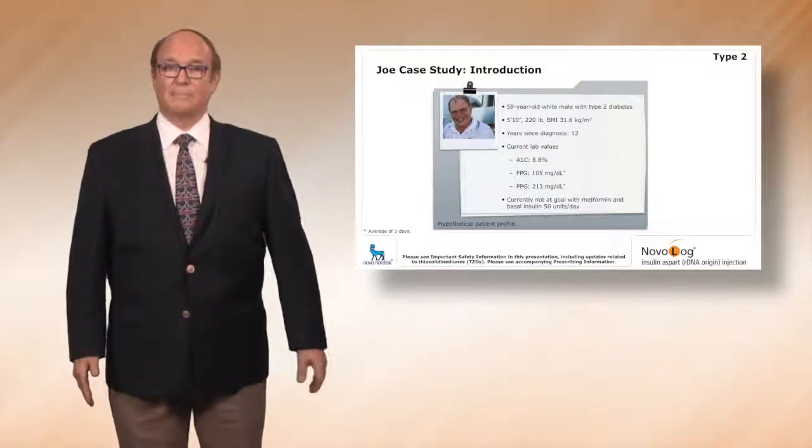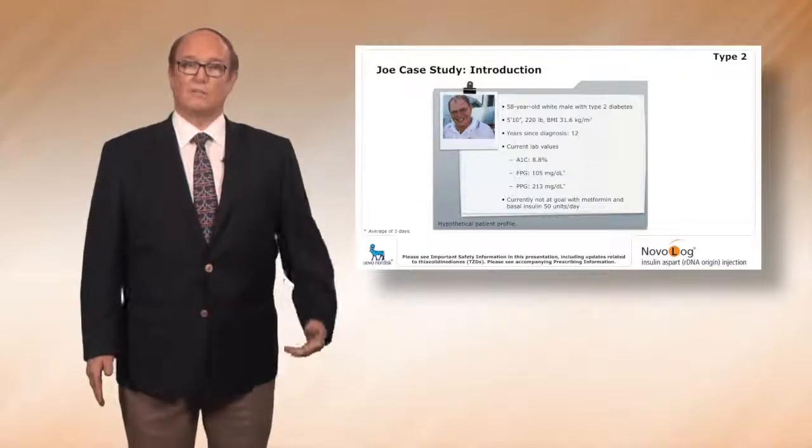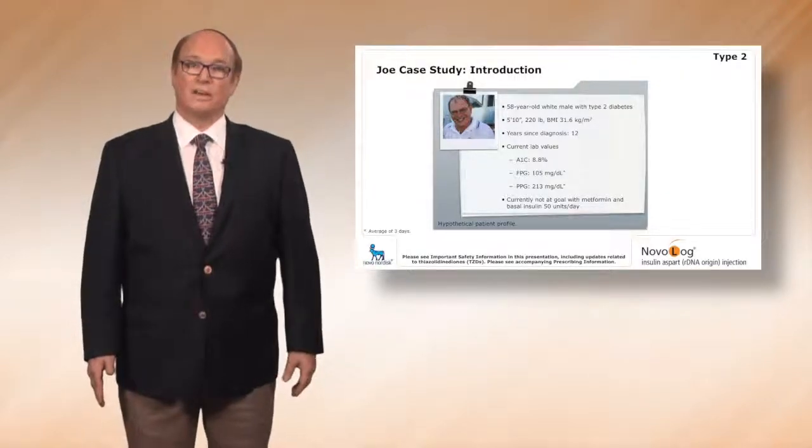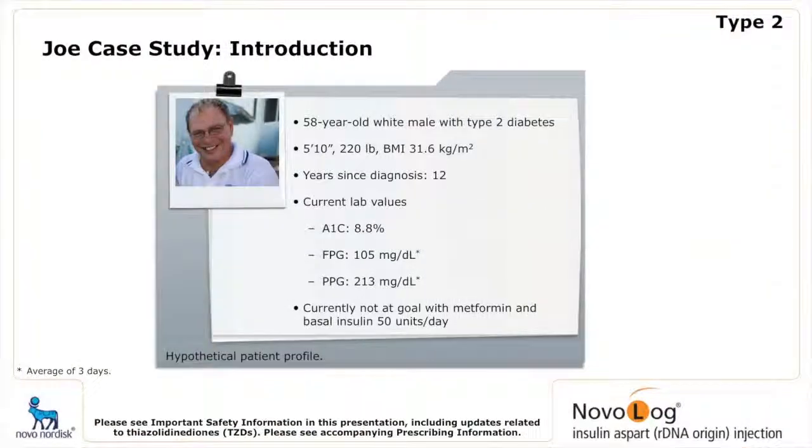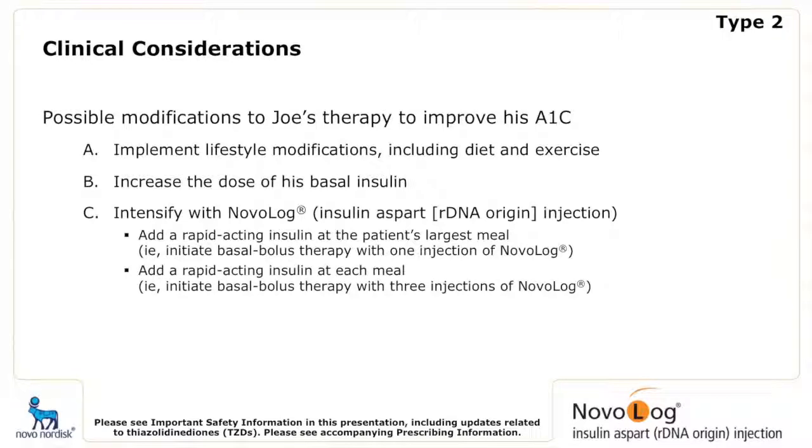Joe has long-standing type 2 diabetes that's poorly controlled on metformin and 50 units per day of basal insulin. Note in particular his high average postprandial glucose level. Some possible modifications to Joe's therapy to improve his A1C include implementing lifestyle modifications including diet and exercise, increasing the dose of Joe's basal insulin, and intensifying with a rapid-acting insulin, such as initiating basal bolus therapy with 1 injection of Novolog, or initiating basal bolus therapy with 3 injections of Novolog.